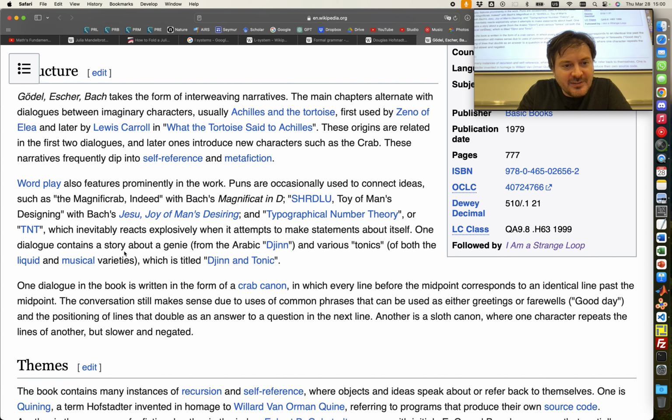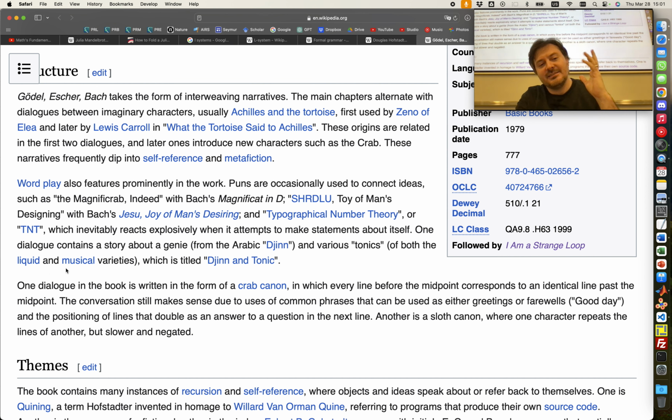One dialogue contains a story about a genie, from the Arabic jinn, and various tonics of both the liquid and musical varieties. Look, gin tonic. Yeah, there is a liquid tonic, gin tonic, but in music there's also dominant and tonic, you know.